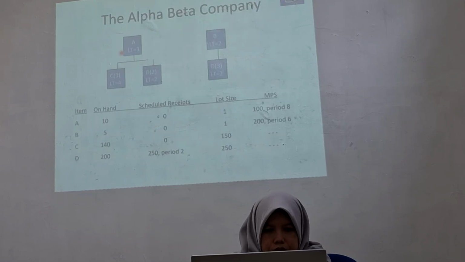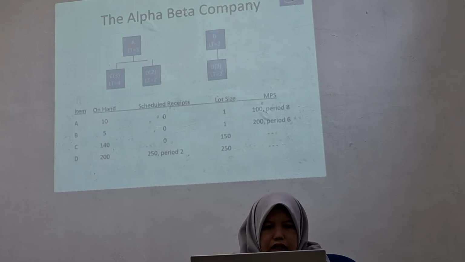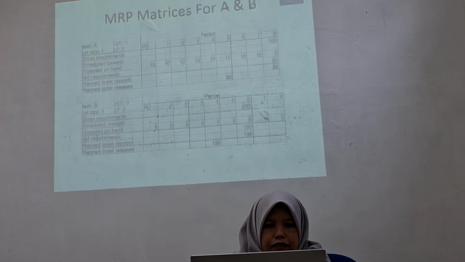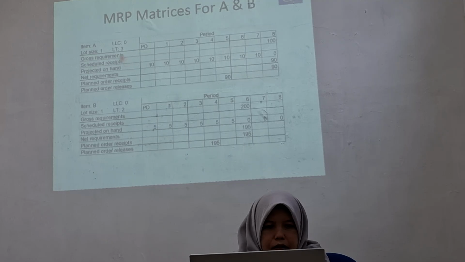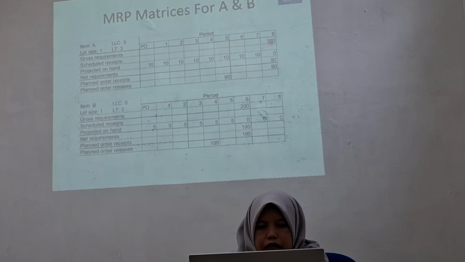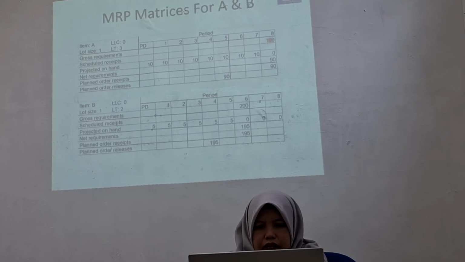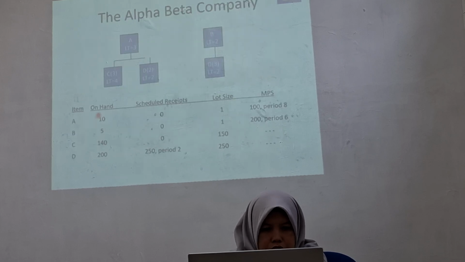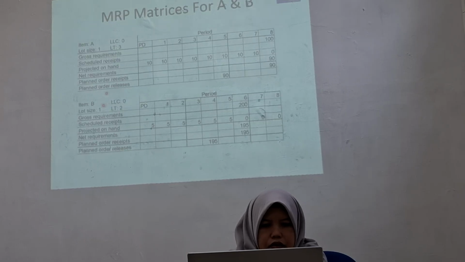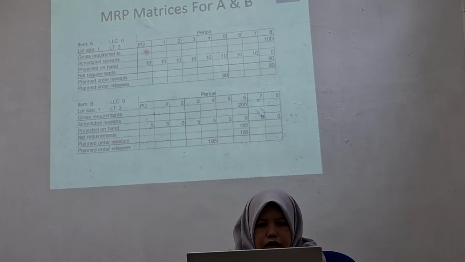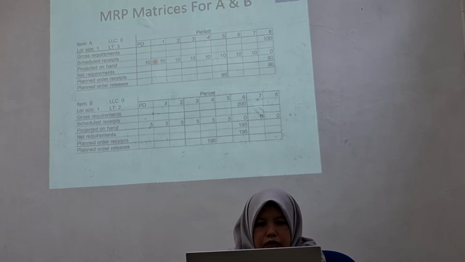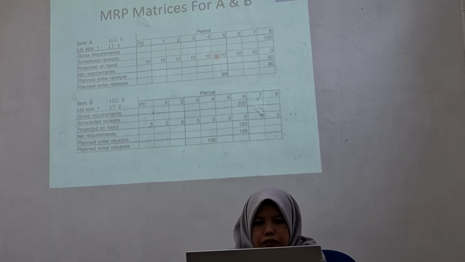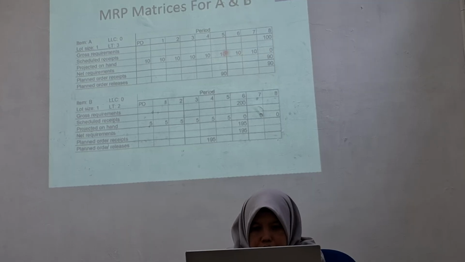Lead time. From this information, the lead time is 3. So what will happen in item A? For this one, gross requirement 100 in period 8, and POH, there is information on hand of 10 units. Yeah. If there is no information about the gross requirement, POH is the same in each period. What happened here?